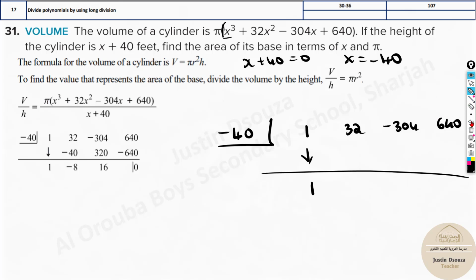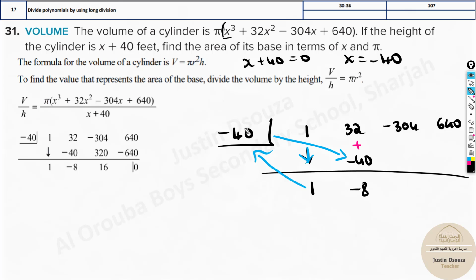Now I will just remove all that. Here, this 1 comes down, multiply this 1 over here with minus 40. What's the answer? Negative 40 itself, right? I will do the markings over here. And after multiplying, you write it over here. So this will be minus 40. Now what you do is you add these two terms, add them and write. What is minus 40 plus 32? It will be minus 8.